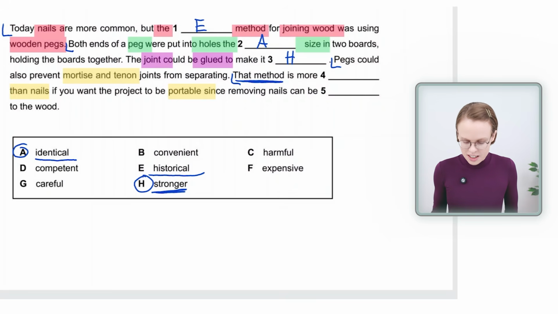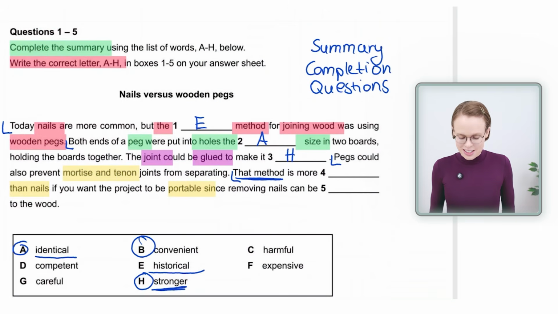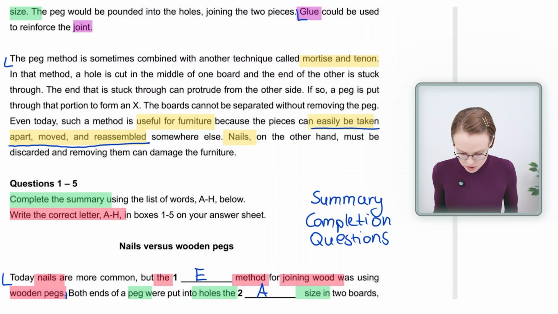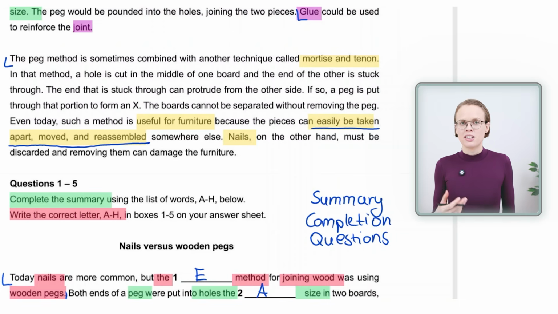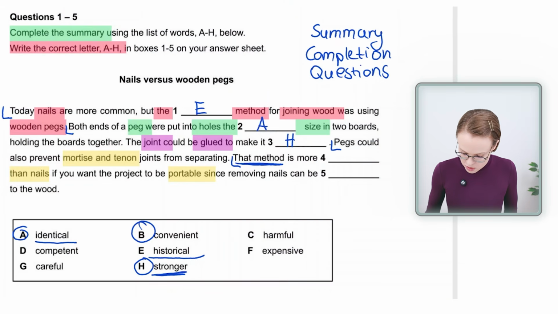If you have a closer look at the answer choices, you can see that B, convenient, seems to be interesting because the passage says that the pieces can easily be taken apart, moved, and reassembled somewhere else. So this means that this is a convenient method. Nails have problems that make this method less convenient. So it's less easy to take the furniture apart. It's less practical. So convenient is the correct answer. So I'm going to write down B here.